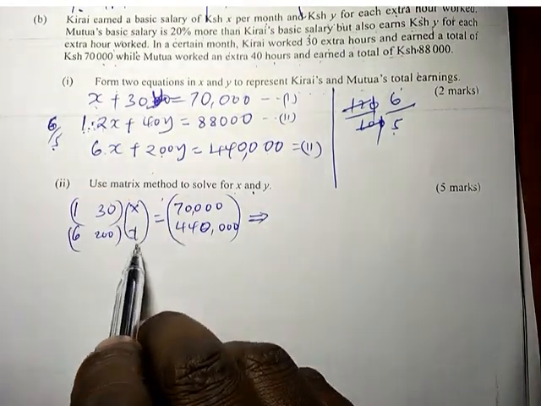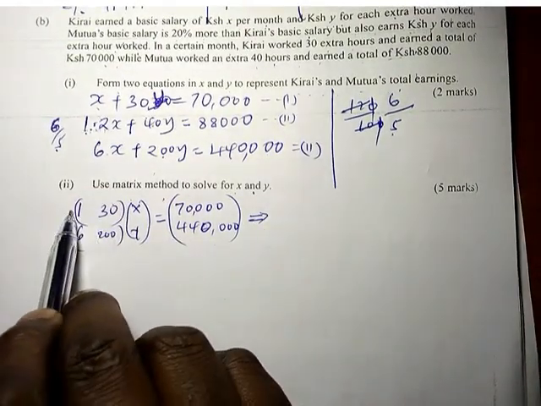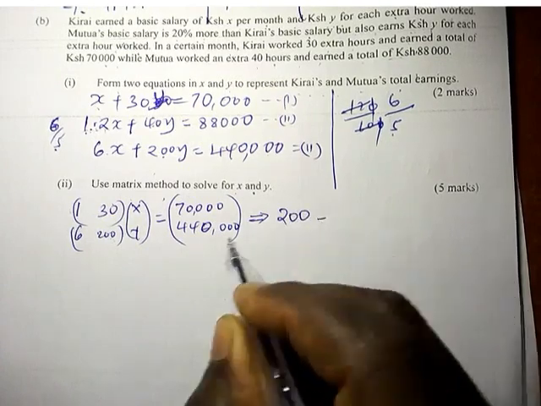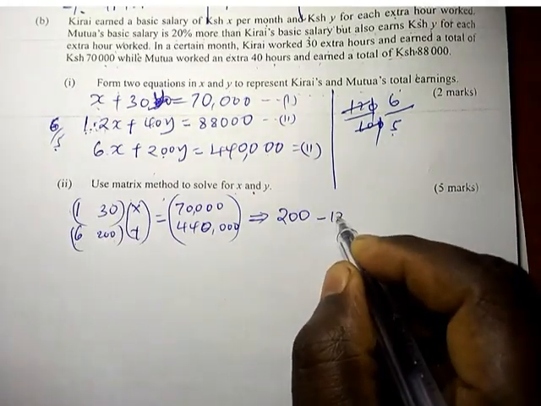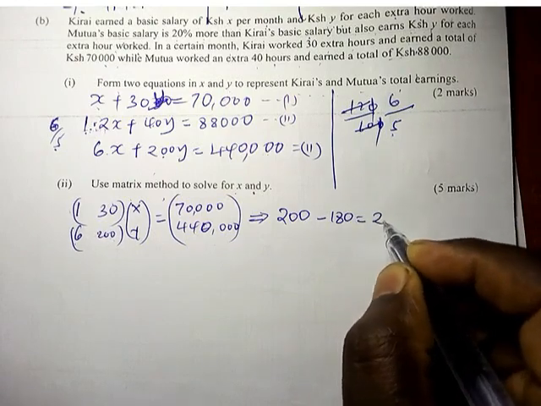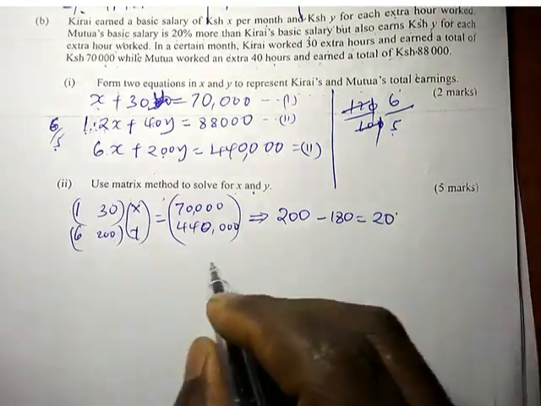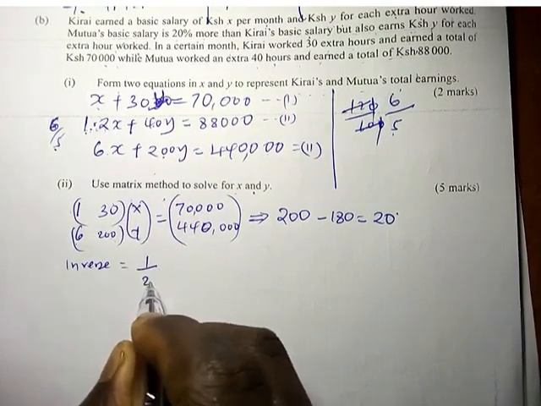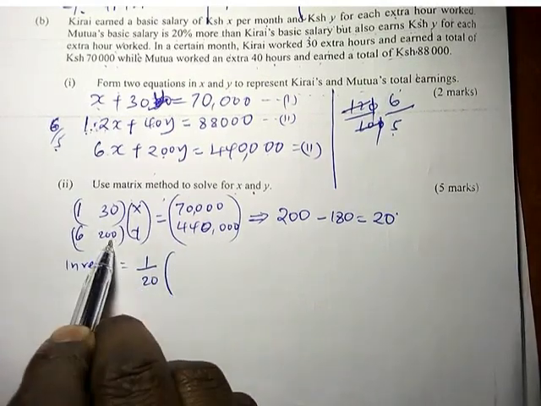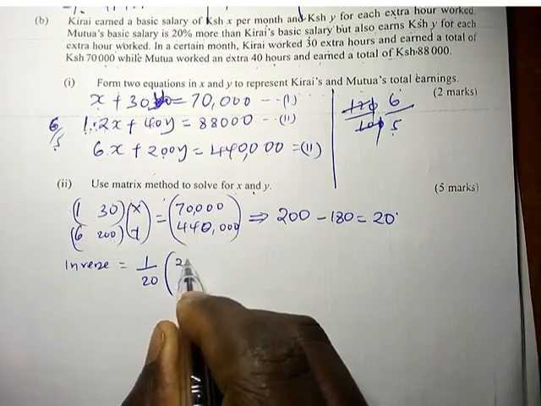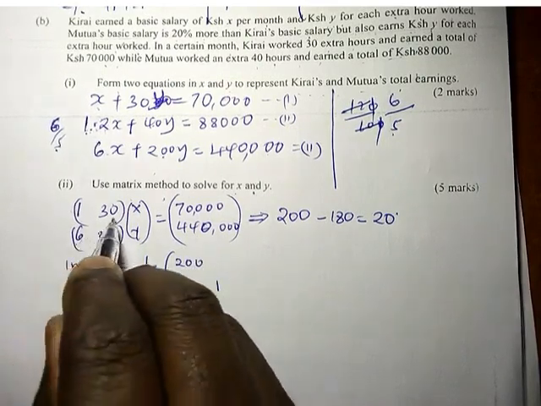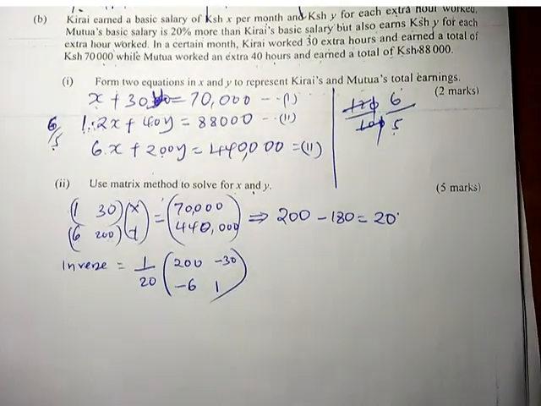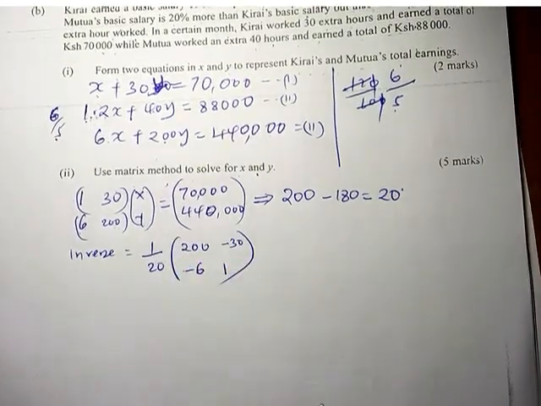So let us get the determinant. The determinant is 1 times 200, that is 200 minus 180, and that one is going to give us 20. So the inverse is equal to 1 over 20 into, you change this one, which is now 200, 1, and then you change the sign, -6, -30. So this is our inverse.